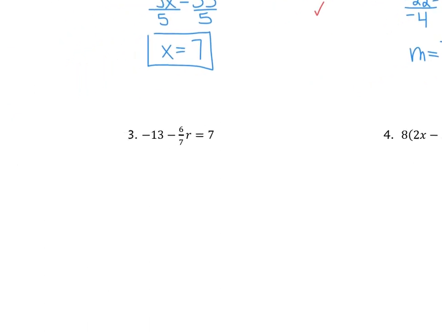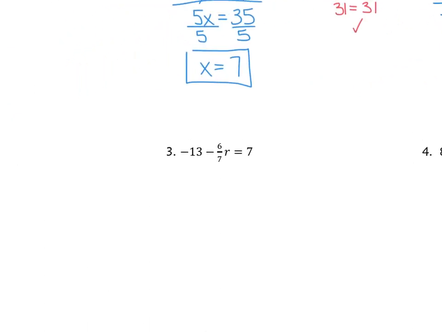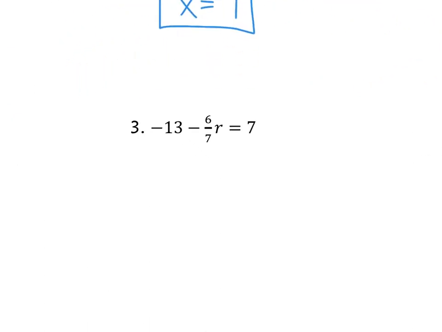All right, let's take a look at number 3. And I see we have negative 13 minus 6/7 r equals 7. All right, so the first thing I'm going to do is get rid of the negative 13, because again, my goal is to isolate that variable. That's what I want to get by itself. So I'm going to add 13 to both sides. And when I do that, I get rid of that minus 13. I'm left with negative 6/7 r. I bring that sign down that's in front of my coefficient and my variable, and I get 20.